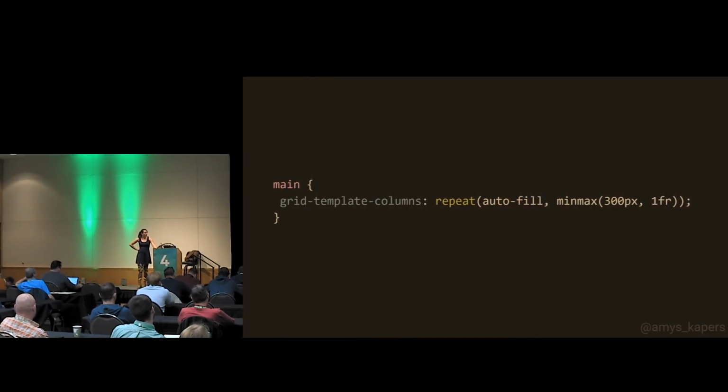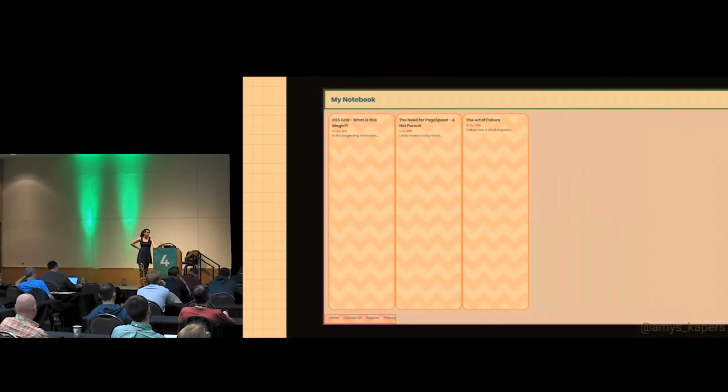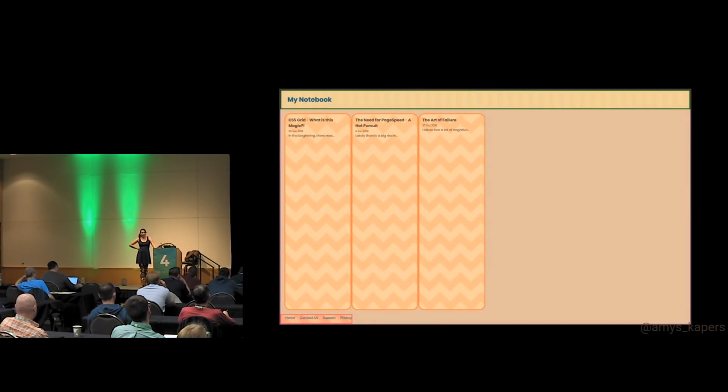Here, we've said 300 pixels wide, so they should be at least 300 pixels wide, but they can grow and they should take up all leftover space and they should make sure they stay the same size. We've got the 1FR there. So repeat as many as we can fit in, autofill, at least 300 pixels wide, and they should all grow the same size. So like that.